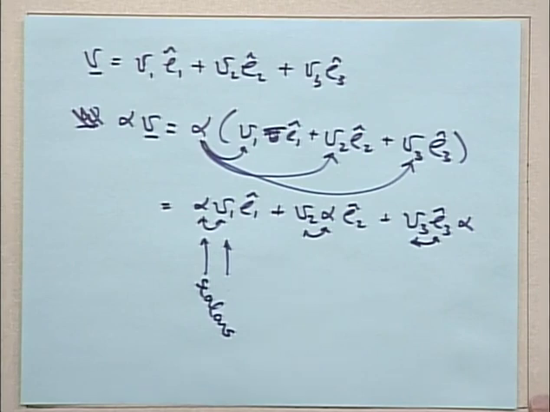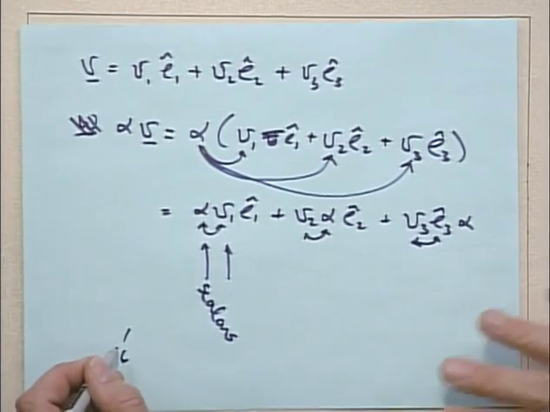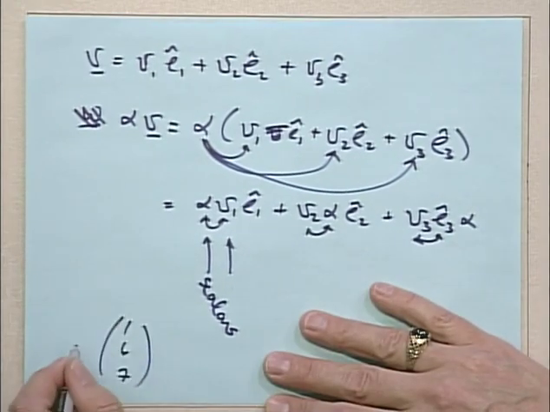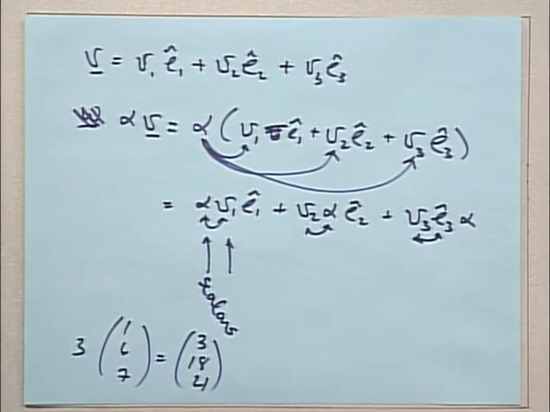So that's pretty obvious. You knew that before probably, because you knew that if you had a vector 1, 6, 7, and you multiplied it by 3, that you would get 3, 18, 21. That's all we're doing.